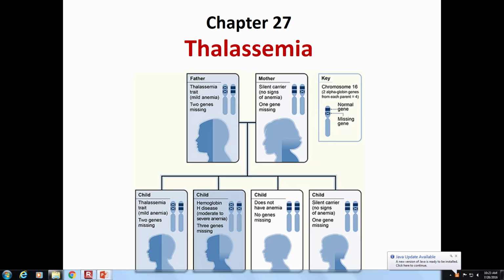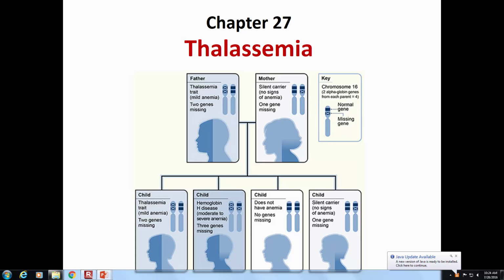If I'm missing 2, this one and this one, how would I depict that? Simple, like this. If I am missing this one as well, same thing, it's going to be this. And if I miss all 4 of them, this is what we're going to have. This is not going to be compatible with life.